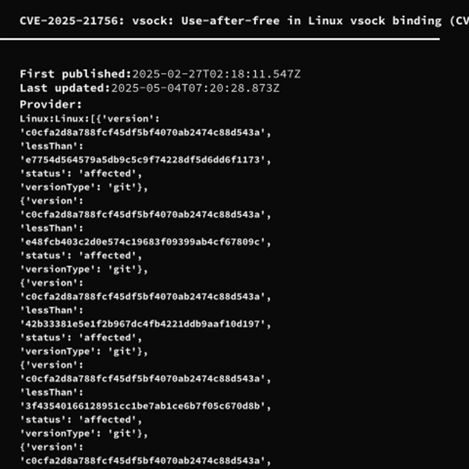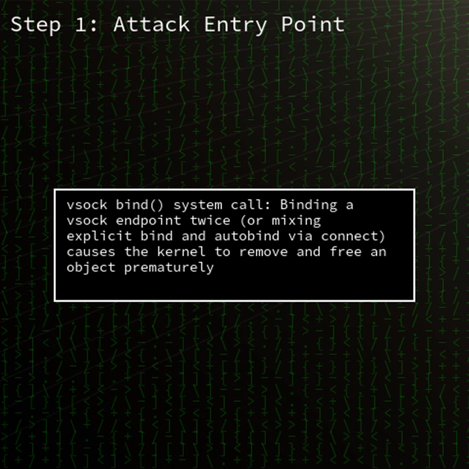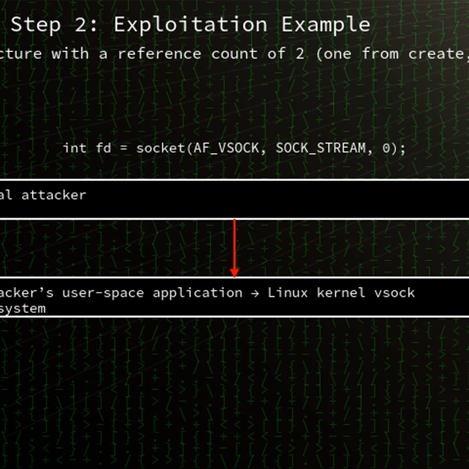CVE-2025-21756 is a high-severity use-after-free vulnerability in the Linux kernel's vsock subsystem. It allows an attacker with local rights to trigger a kernel memory corruption during socket binding, potentially leading to privilege escalation or denial of service. The issue was introduced in early vsock code and fixed upstream in kernel version 6.3.